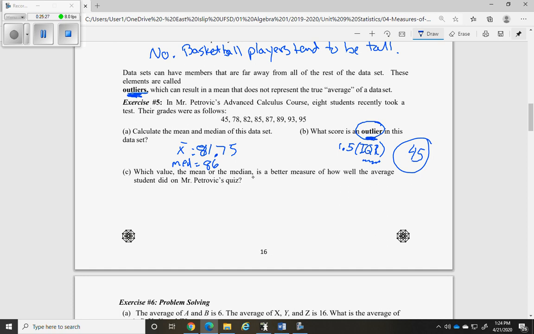Which value, the mean or the median, is a better measure of how well the average student did on his quiz? Well, I would say that the median is better because this low score of 45 brought down the mean. If you look, since there's only 8 numbers, you can carefully look and see that really more than half the students got 86 or higher.